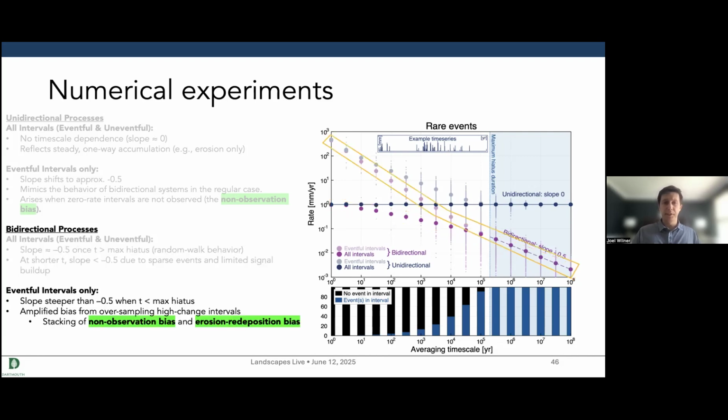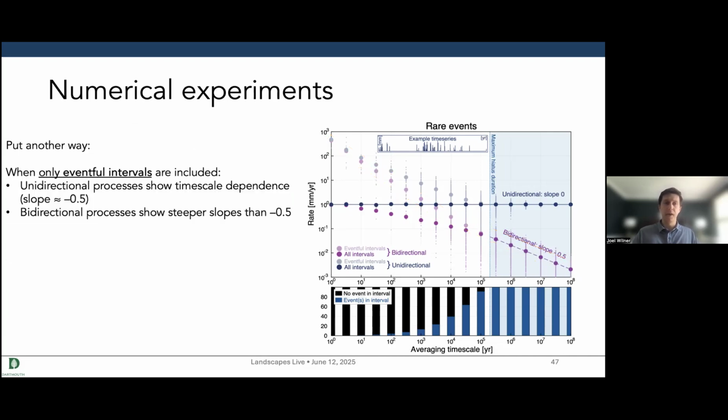And now perhaps most interesting is the bidirectional eventful intervals only consideration, where you have a slope that's actually steeper than -0.5 before the maximum hiatus duration is reached. And you get this, what we think is some sort of stacking of two different biases. You have a stacking of that non-observation bias that I introduced for the unidirectional eventful case, and that erosion redeposition bias that we're now familiar with. So you have these two stacked Sadlerian effects that occur for bidirectional eventful intervals.